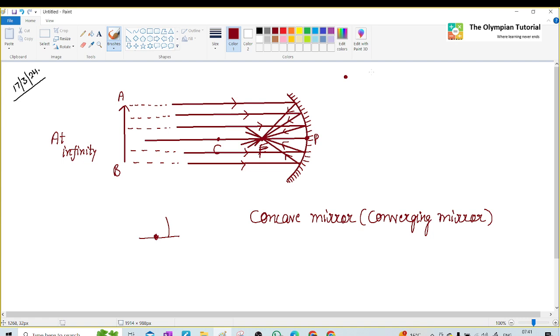It is very harmful to look at the sun directly or even into a mirror. It can damage our eyes.